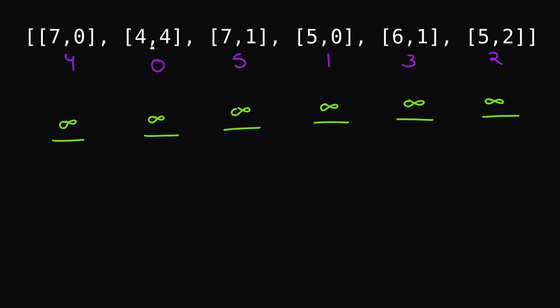So first I'll consider this pair 4 comma 4. Where will this pair 4 comma 4 go? If I consider this pair 4 comma 4, the value of k is 4. That means that 4 people are standing in front of this person who are having the height of greater than or equal to 4. That means that the position of this person is going to be fifth in the array. So let's just do that.